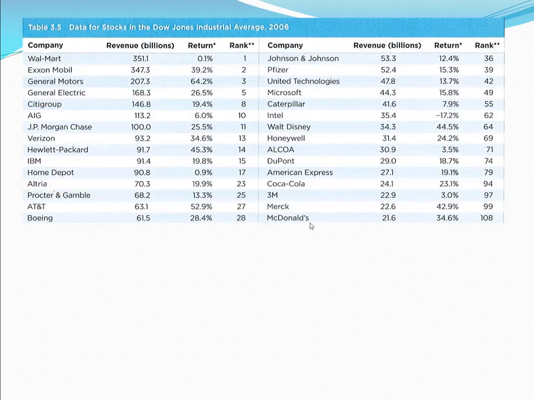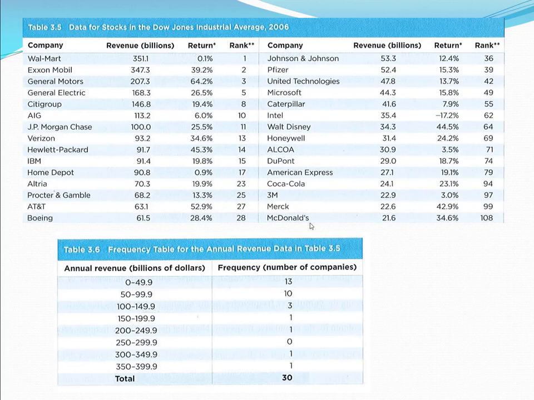Take, for example, this chart, which shows the data for the stocks of the Dow Jones Industrial Average, which is rather complicated in and of itself. It shows revenue in billions and ranks, and then percentage on returns. Say you just wanted to find those corporations that had profits between 50 and 100 billion. It would be difficult to go through and find each one, or this isn't summarized in a way that's relevant to you. So we could make a frequency table.